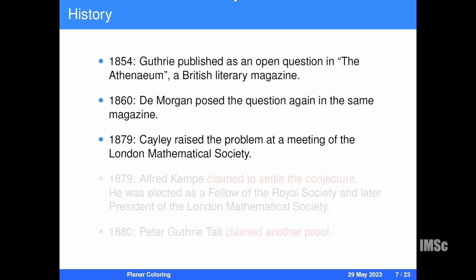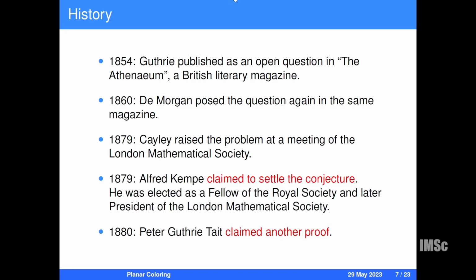Now let's look at the history. In 1854, Guthrie published this as an open question in a literary magazine. Again in 1860, De Morgan posed the same question in the same magazine. In 1879, Cayley raised this problem at the meeting of the London Mathematical Society. In the next year, Kempe claimed to settle this conjecture. For this, he was elected as a Fellow of the Royal Society and later President of the London Mathematical Society. In the next year, Tait also claimed to have another proof.